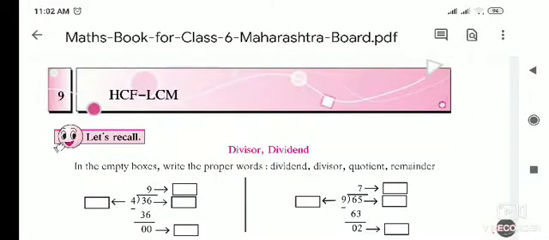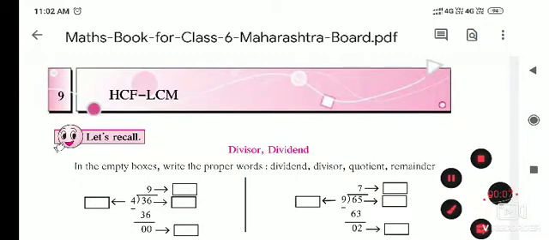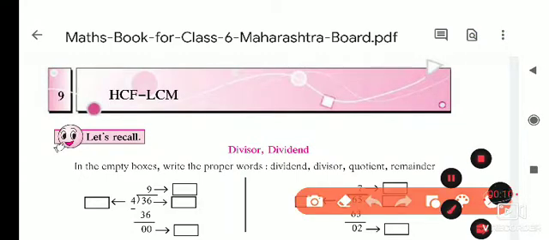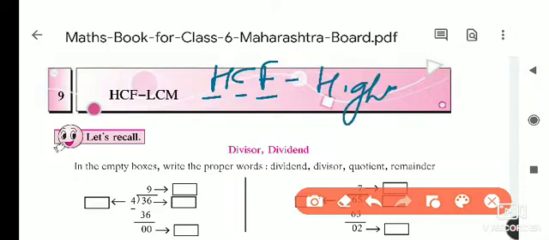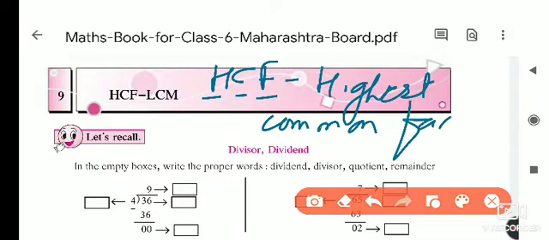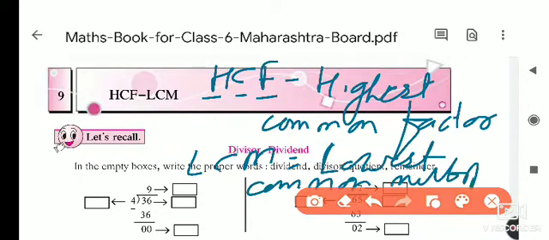Hello students, today we start the new lesson and the name of the lesson is HCF and LCM. HCF means highest common factor, and LCM means lowest common multiple. That is the long form of HCF and LCM.